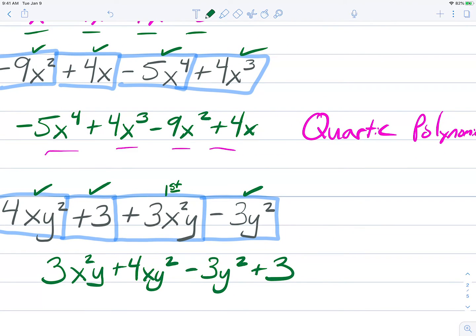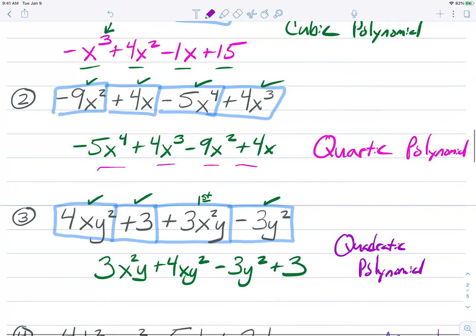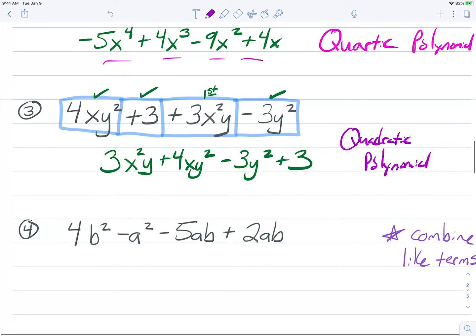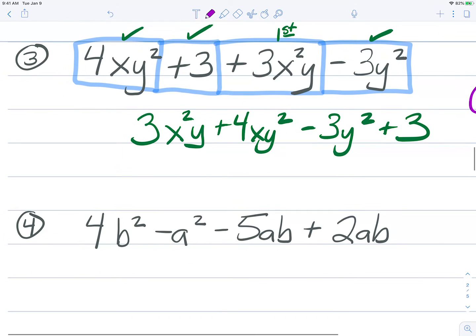Now again, the x is in charge, so the highest exponent with an x is a 2. So this is going to be a quadratic. And again, there are 4 terms, so it's a polynomial. Okay? And number 4. There are 1, 2, 3, 4 terms.